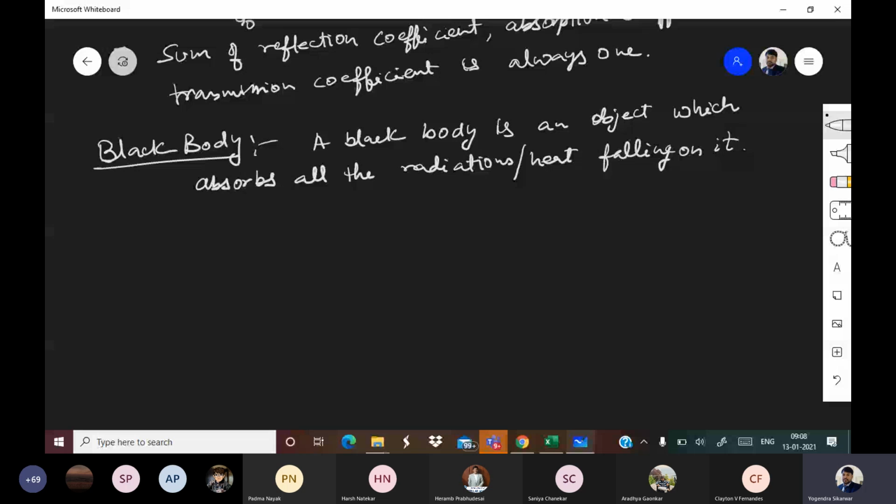Now, in day-to-day life, so basically in our common life, no object is a perfect black body.